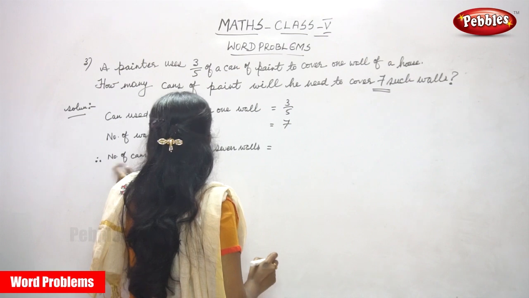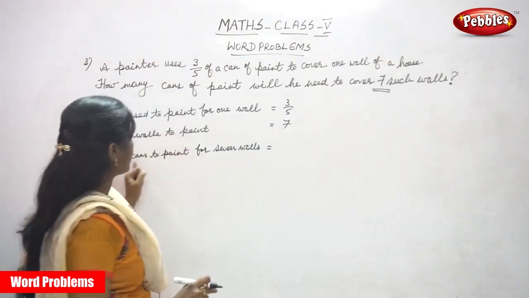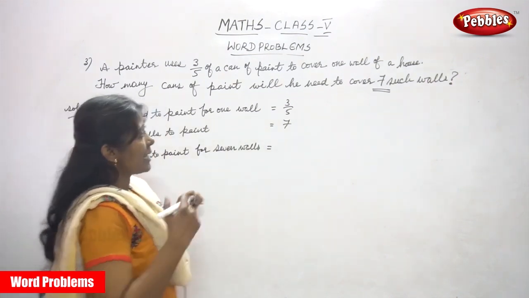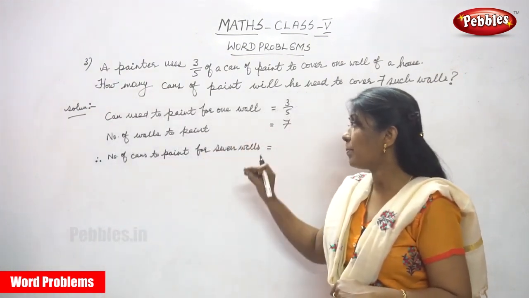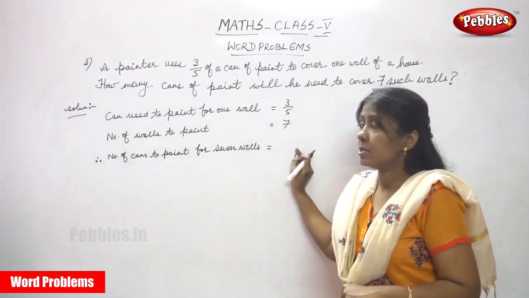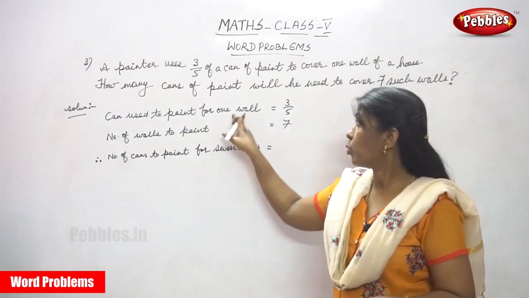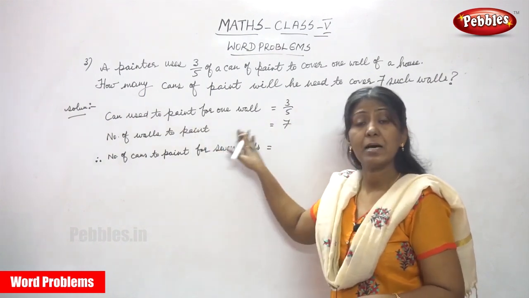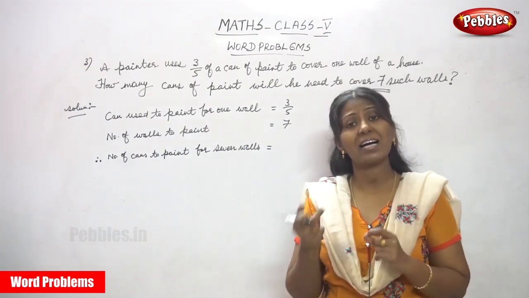Therefore, number of cans to paint for 7 walls. They are asking how many cans are used to paint for 7 walls. That is the question. They are given only one wall, already given, but they asked many walls. How many walls? 7 walls. So if they are given one, they asked many.